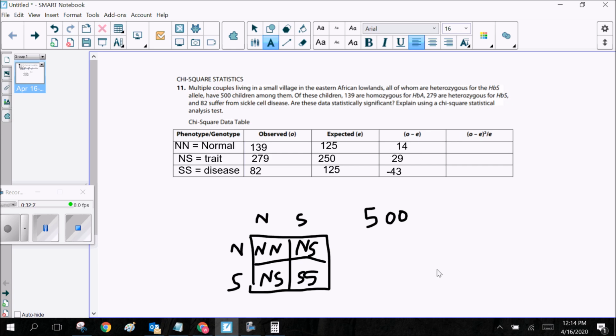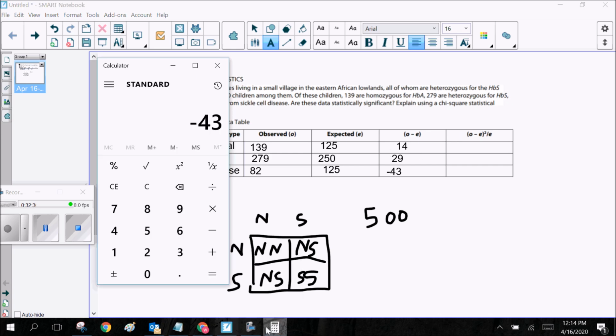So what you're going to do for each of these values is go ahead and square them. So I'm going to have 14 squared, because that's O minus E squared. 14 squared is 196. I think that must be correct, but I just want to check it because I'm paranoid. Yes, okay. So 14 squared, and that's my O minus E squared.